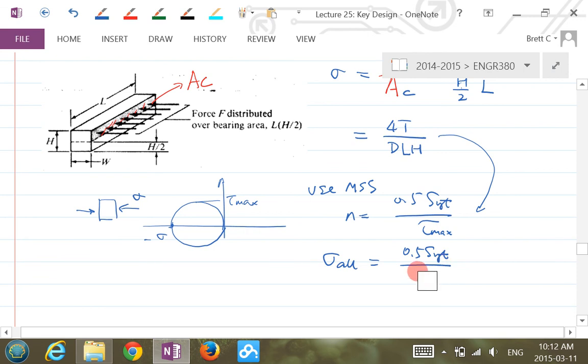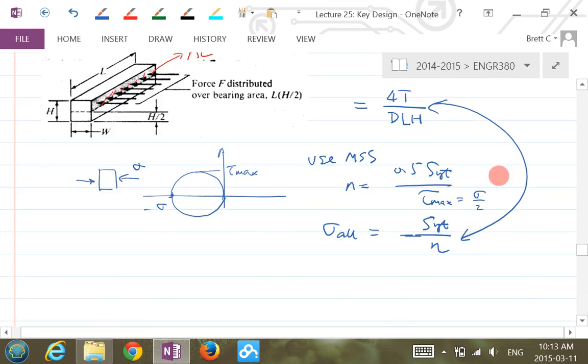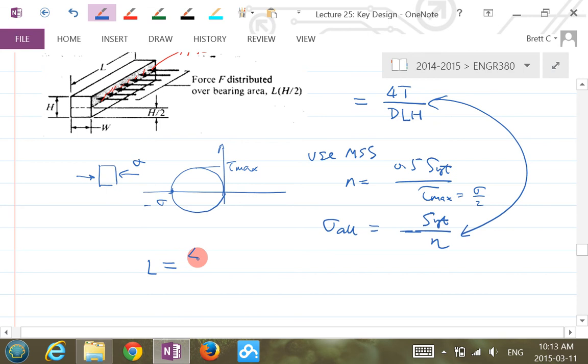Sigma allowable is what? Tau max is half of sigma. So for sigma allowable, you put the 2 on top, so that 0.5 is gone. So it's just sigma allowable equals Syt over n now. You compare these two equations, set them equal to each other, and then solve for L. So your L turned out to be 4nT over Sy D H.